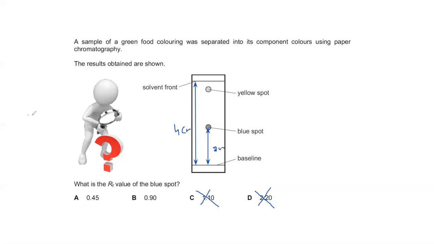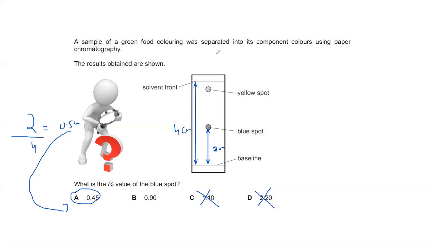So what is the RF value? Distance moved by spot divided by distance moved by solvent front. 2 divided by 4, so it is 0.5. So 0.5 is approximately the same as 0.45. So A is the right answer.